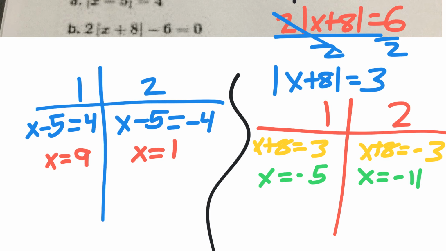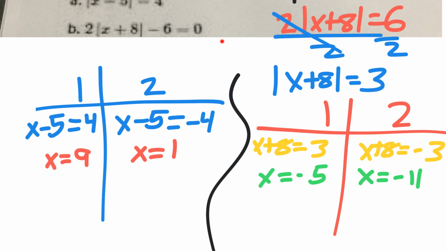Okay, let's plug all these back in just to make sure. If I plug in a 9, 9 minus 5 is 4. The absolute value of 4 is 4. I plug in a 1. 1 minus 5 is negative 4. The absolute value of negative 4 is 4. So both of those work.